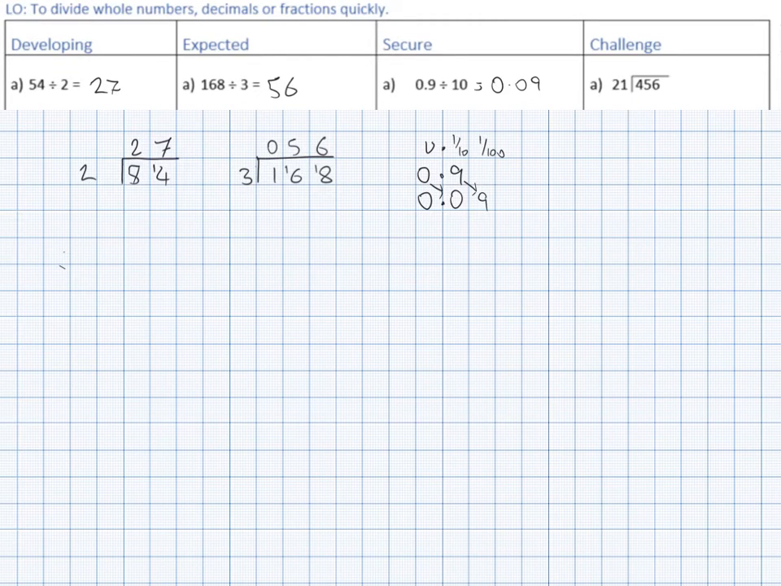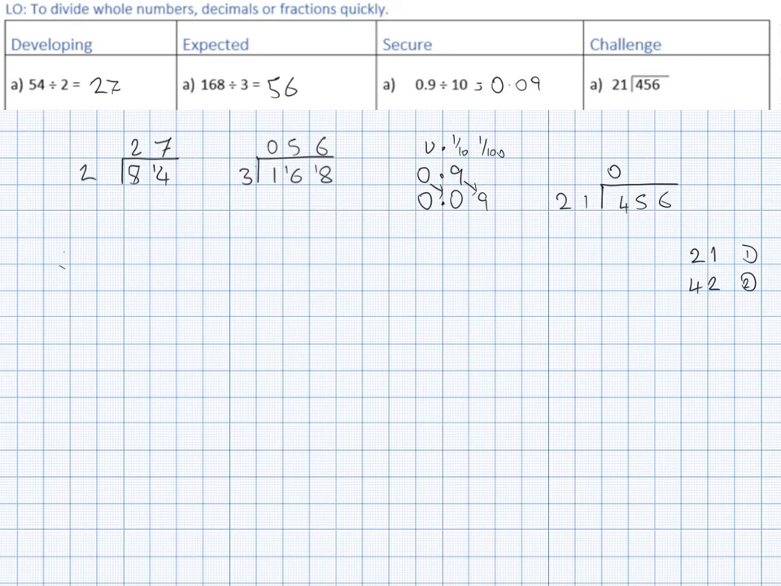Finally, the most challenging of the calculations, which we're going to use formal long division. So we've got 21 into 456. Now, a technique which is really effective for this is to actually work out what different multiples of 21 are. So we know 21, 42. So that's 1 times, 2 times, and that's enough to start off with because 42 is where we're going.